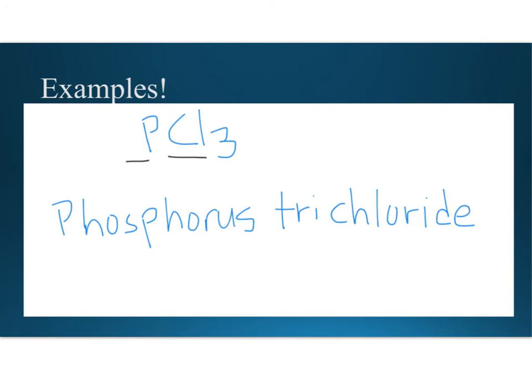So again, just to summarize covalent naming rules, we're going to take the elements in the order that they already are in. We're going to find them on the periodic table. We're going to put number prefixes in front of all of them unless they're the very first one and there's only one of them. And then we're going to put "ide" at the end of the last element. And that is how you name covalent compounds.